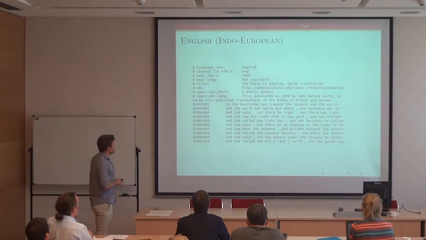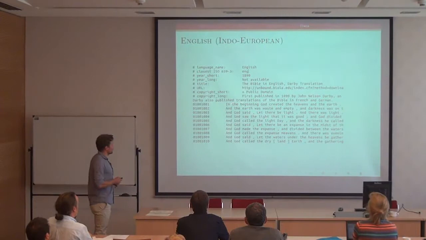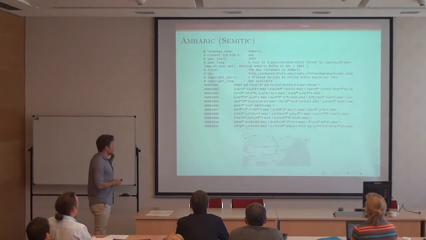actually really amazing work, because what you get here is some information on the corpus, and you get verse alignments. So this is book one, verse one and so on, so you get Genesis, "In the beginning God created the heavens and the earth," here in English. And you also get that for many other languages, with different writing systems. So here we have Amharic.